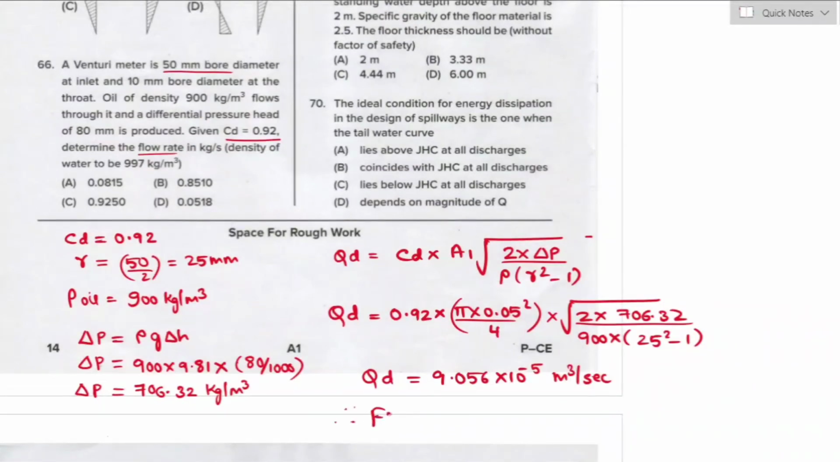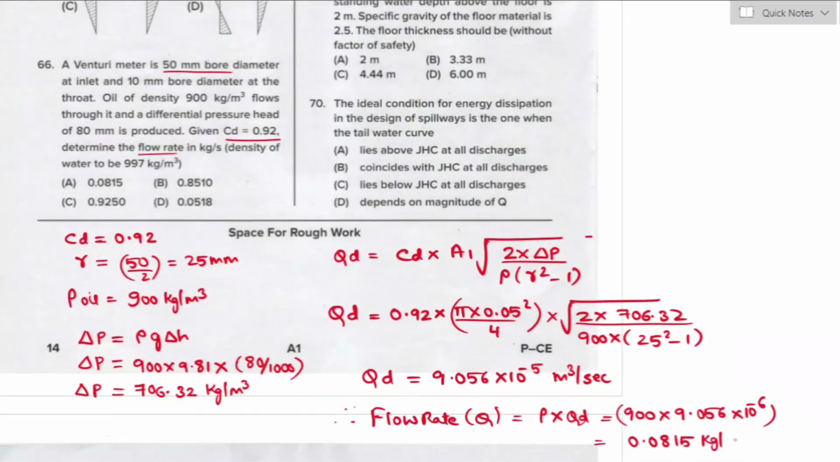So, flow rate will be density multiplied by discharge. So, 900 into 9.056 into 10 to the power of minus 6. So, the flow rate will be 0.0815 kg per second. So, the right answer is option A.